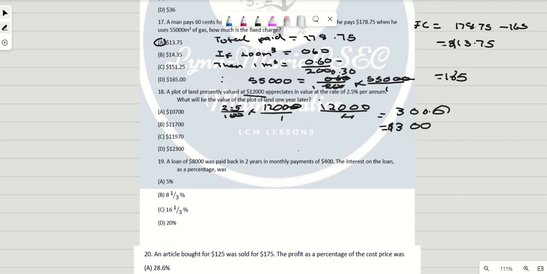First off, you didn't even have to do this. The answer is D, right? They want to know the plot of land after 1 year later, meaning it will be more than 12,000. So it will not be A, will not be B, it will not be C. This appreciates means it increases in value. You have to look at the values that are more than 12,000, which would be D.